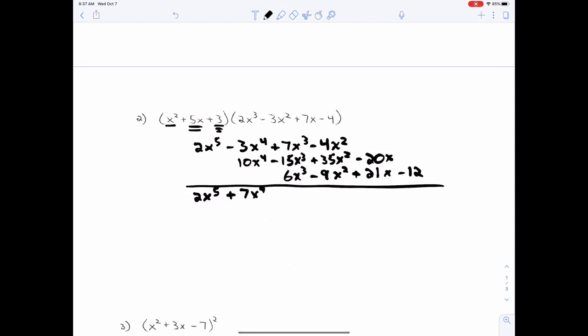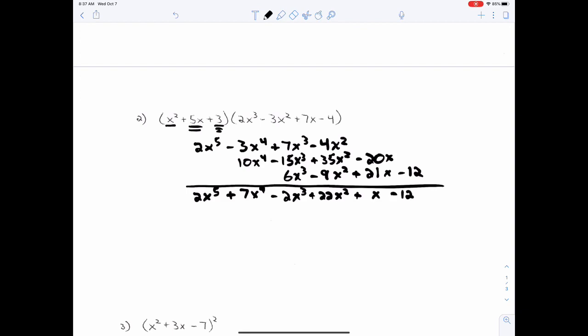And that's going to be what? Minus 2x cubed. And then that's going to be negative 13 and 35 is plus 22. And then plus x minus 12.